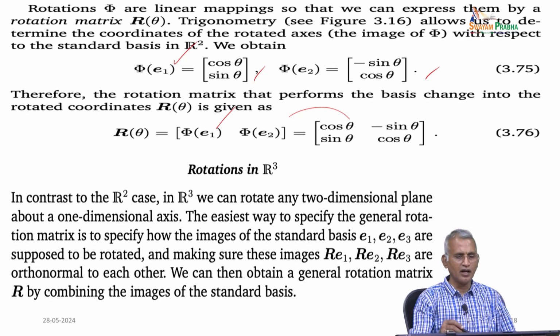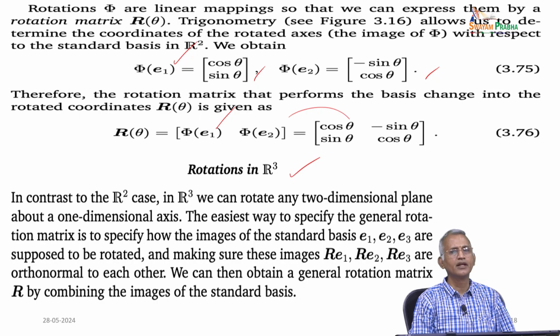Next, rotation in R cube. In contrast to the R square case, in R cube we can rotate any two-dimensional plane about a one-dimensional axis. The easiest way to specify the general rotation matrix is to specify how the images of the standard basis e1, e2, e3 are supposed to be rotated, making sure these images Re1, Re2, Re3 are orthogonal to each other. We can then obtain a general rotation matrix R by combining the images of the standard basis.